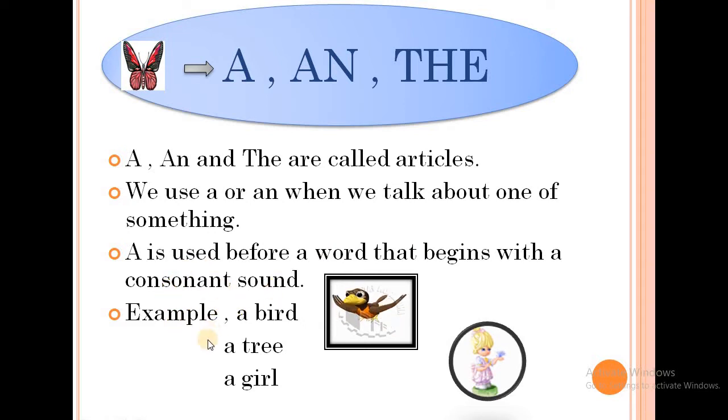Here I have given examples: a bird, a tree, a girl. So here B is a consonant and the sound is also B, that is bird, tree. Here T is there, that is also a consonant, and G, that is girl. So this first letter is a consonant, so before this letter we are using article a.